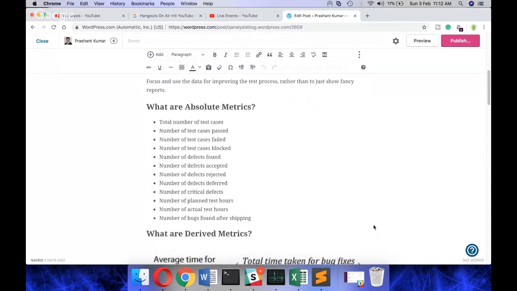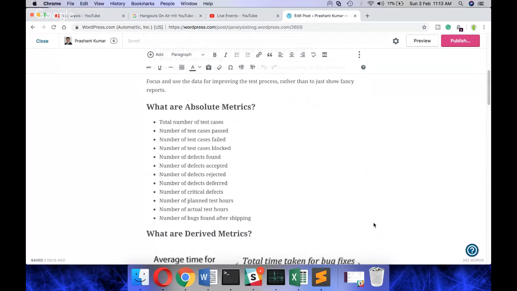Now, these QA metrics can be divided into basically two categories. First one is absolute metrics, and the second one is derived metrics. So what is absolute metrics? Let's go ahead and talk about what is absolute metrics. Absolute metrics are those absolute numbers which are used for your calculation or which is used for prediction or getting to a kind of result.